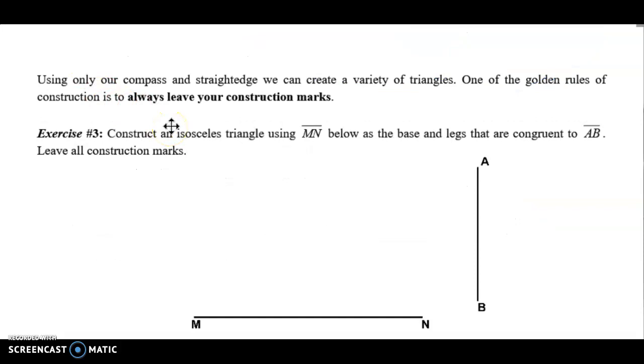Using only our compass and a straight edge, we can create a variety of triangles. So we just did an equilateral one. One of the golden rules of constructions is always to leave your construction marks. So you have to leave your construction marks when you're doing this.